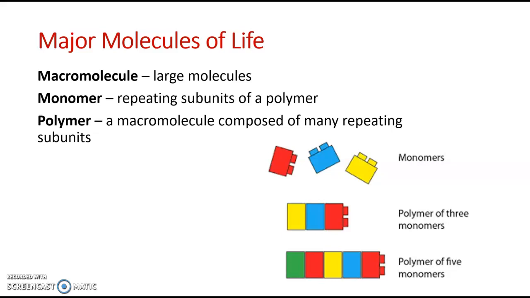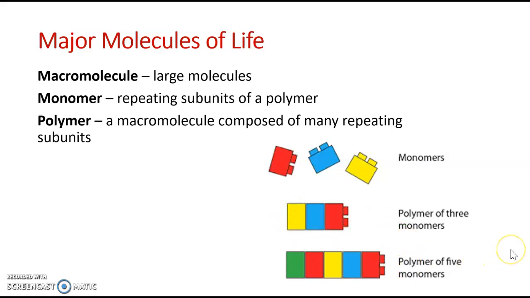Mono meaning one, so one subunit of that large chain. Poly is many, many repeating subunits. So if you look at our Lego example here, each of the individual Legos that make up the chain are monomers, the individual repeating subunits. And then when you add all of those monomers together, then you get a growing chain of a polymer.